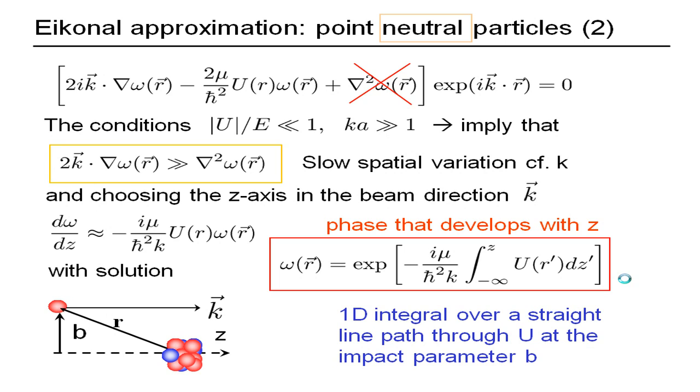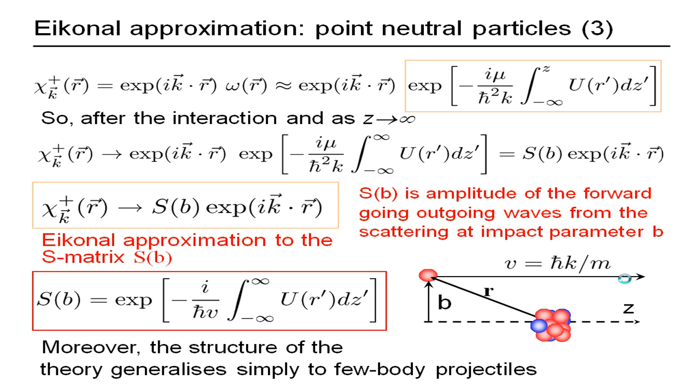But you can see that as I travel along the z direction, omega gains this exponential behavior. Part of this will change the magnitude of omega, part of this will introduce a phase in omega, and this phase will grow with z as I pass increasingly through the interaction region. Okay, so that's what omega is.